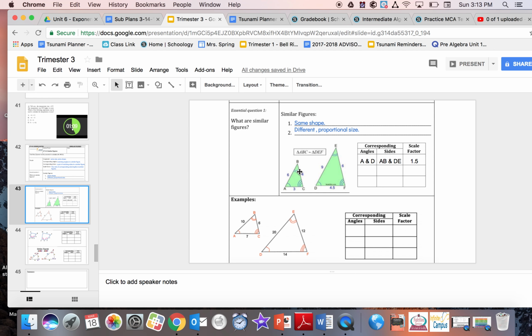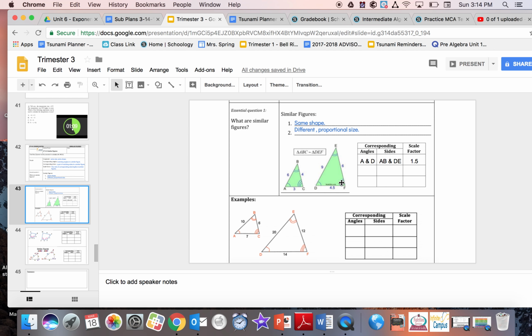Angle B here that has two arcs is the same as angle E, and angle C with three arcs is the same or congruent or identical to angle F over here on this similar triangle. What else we know about similar triangles or similar figures is that their corresponding side lengths are proportional.